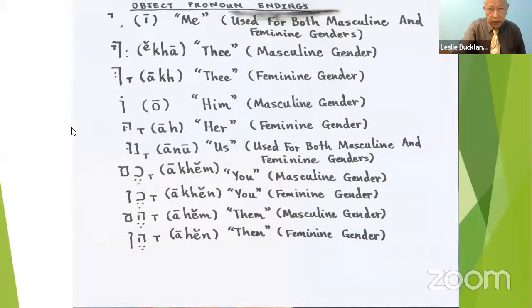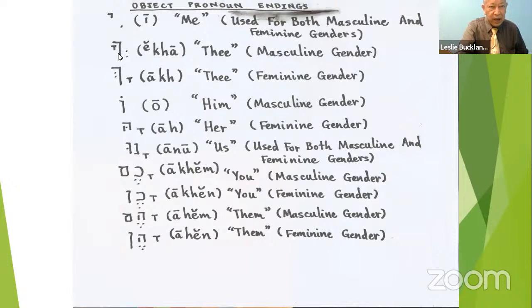Okay, moving on, we're looking now at the object pronoun endings. Here are the object pronoun endings, and you can see from the start, some of them are identical in form to the possessive pronoun endings. You have e, but you would translate it not as my, but as me. Me is the object pronoun ending in English, used for both masculine and feminine genders.